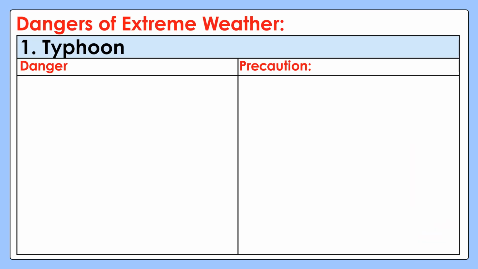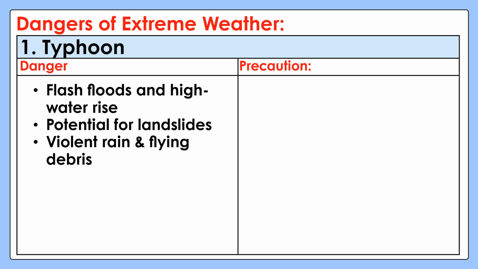Now, let's talk about the dangers of extreme weather. Number 1, typhoon. Danger: flash floods and high water rise. Potential for landslides, violent rain, and flying debris.